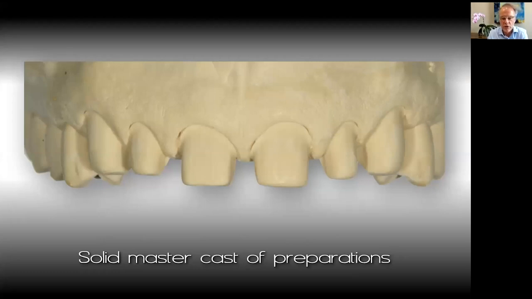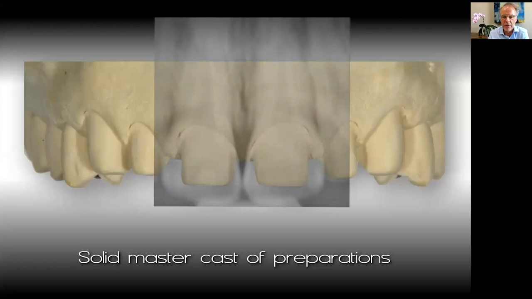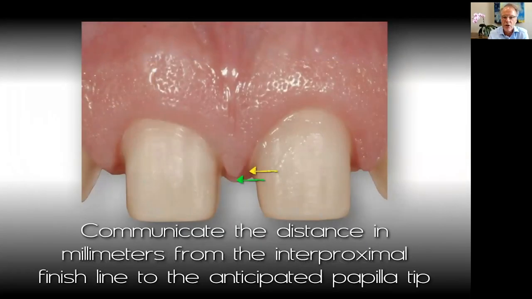So this, of course, is taken after gingival retraction. I use a one cord technique. I place the cord after tooth preparation, pull the cord before the impression, and then my master cast is made. And then many times, clinicians are thinking the technicians are going to solve all my problems, but they have no concept where the bone is, in particular relative to the stone cast. So the key is to communicate the distance in millimeters from the interproximal finish line to the anticipated papilla tip.